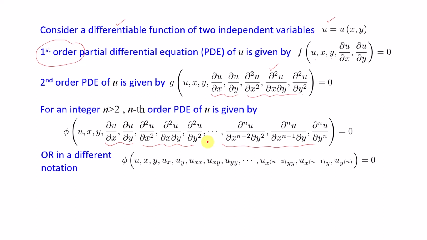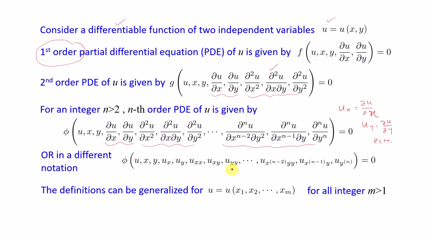To simplify this notation, we sometimes use ux, uy like this. U subscript x actually means del u del x. Similarly, u subscript y means del u del y, etc. It doesn't change in any manner the differential equation. It only looks slim.